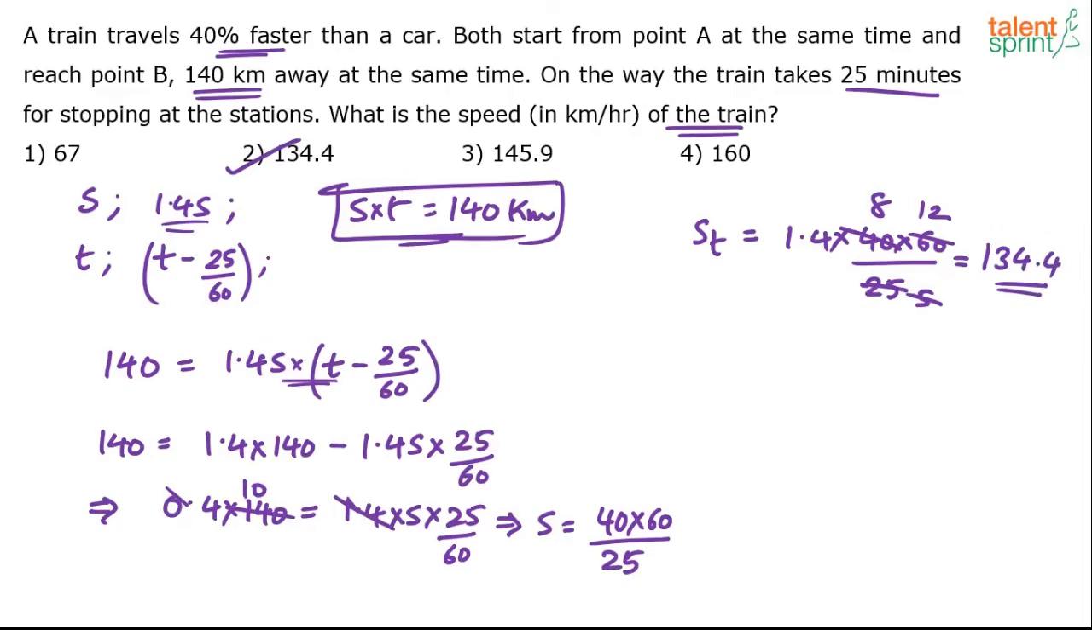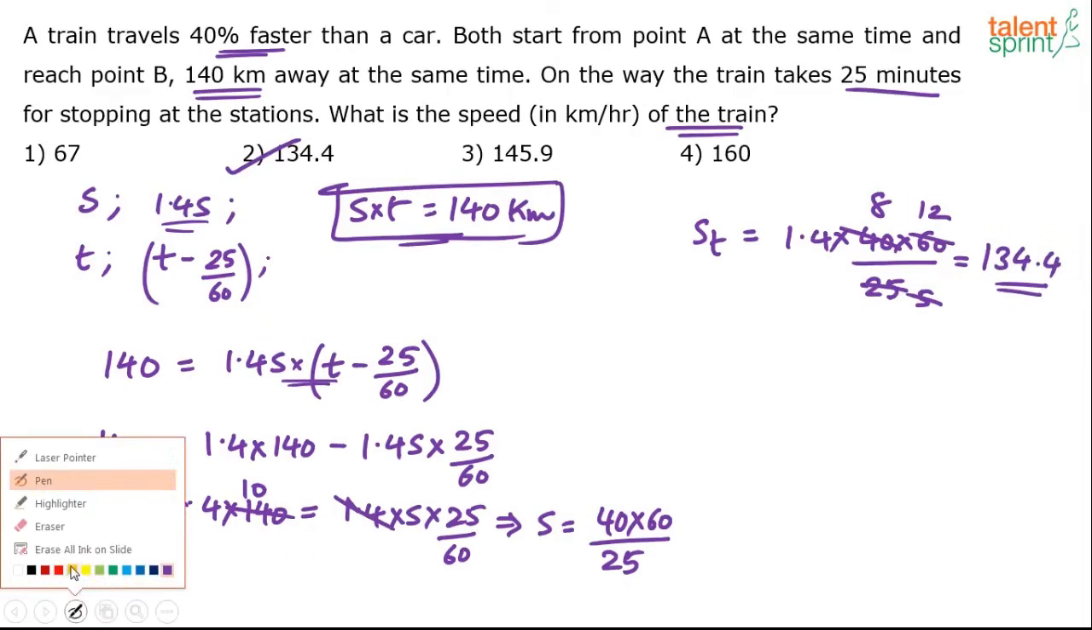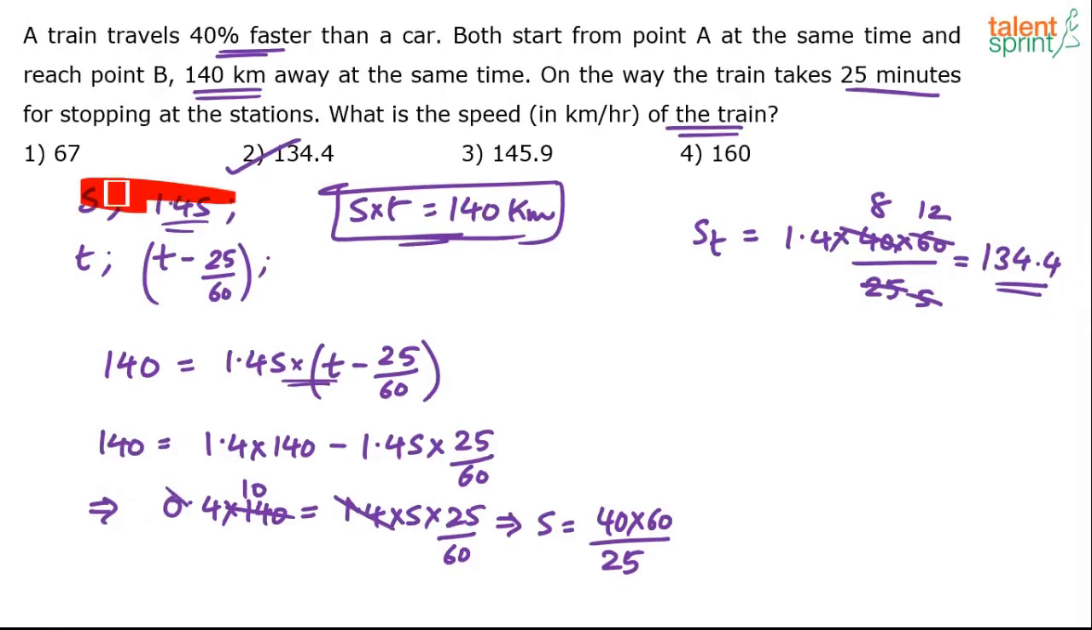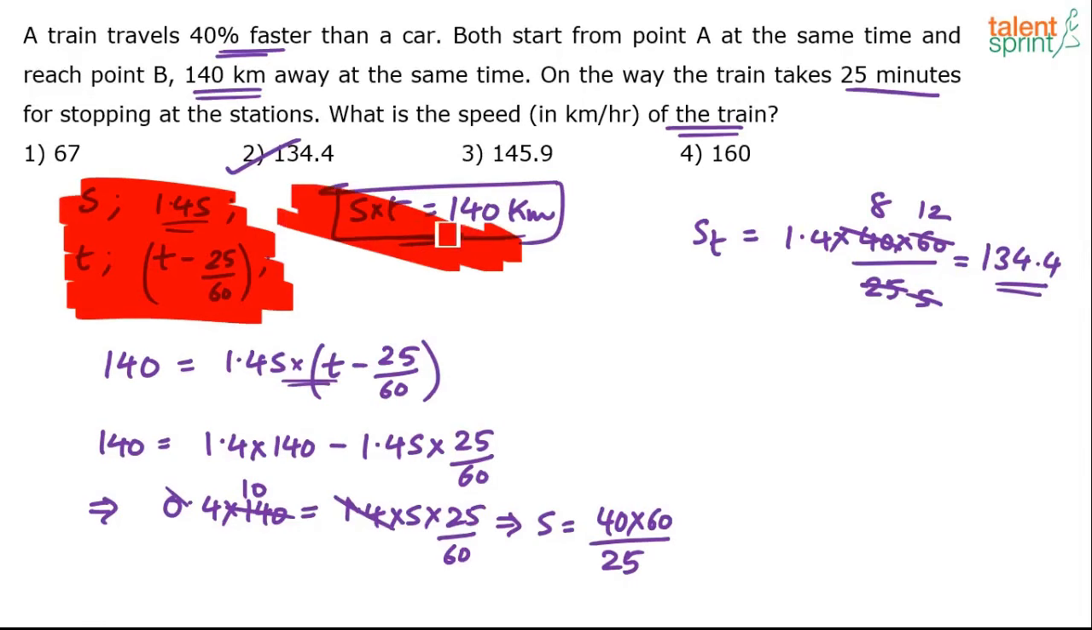Again, I think this time again I have written all the data which is actually not required. Like these things we know. This is given in the question itself, right? You have to start from this step and solve for S. So option 2, 134.4 is the answer there. 134.4.